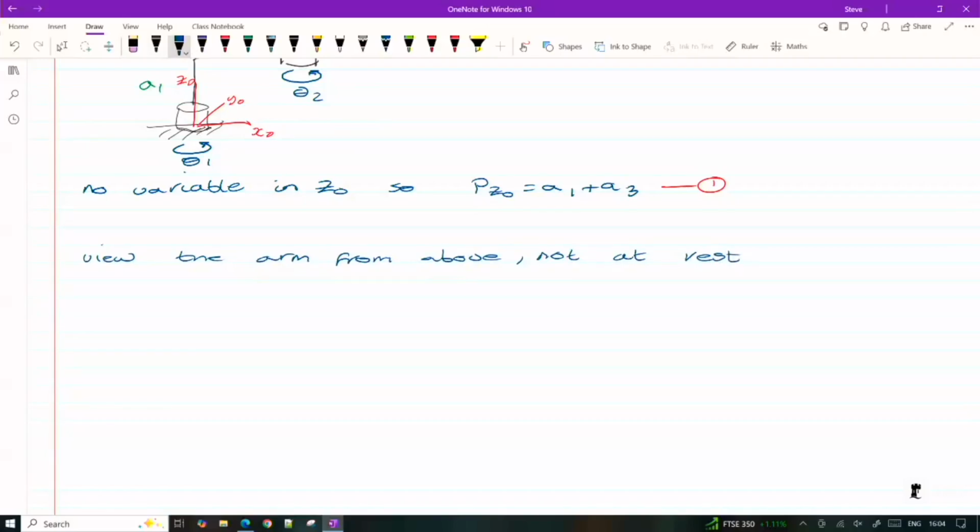Not at rest. So that's key to these problems: to draw the configuration of the arm not at rest, to allow you to introduce these triangular elements into the drawing that will allow you to solve the problem.